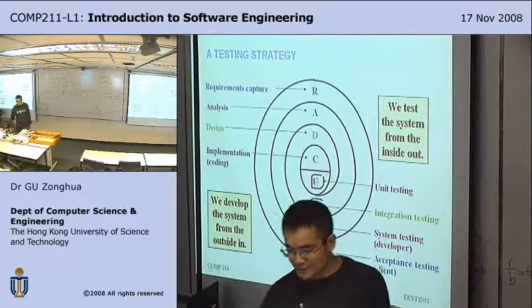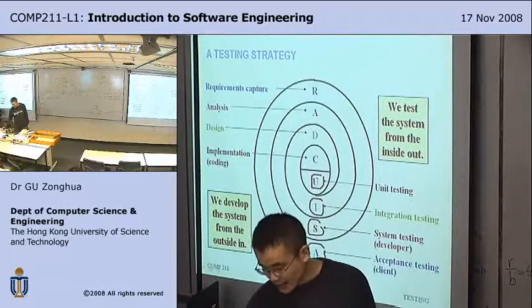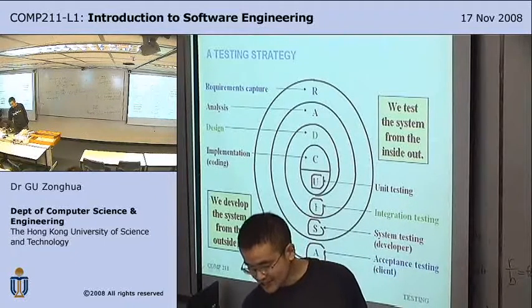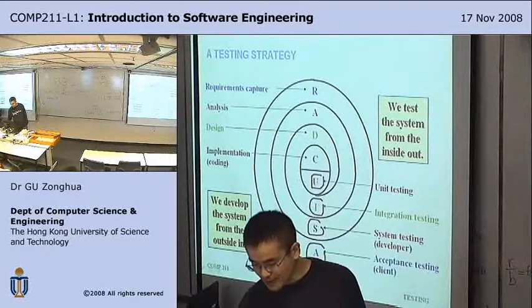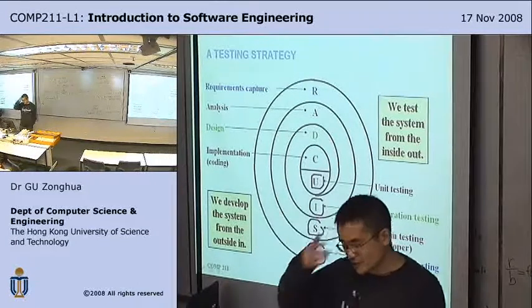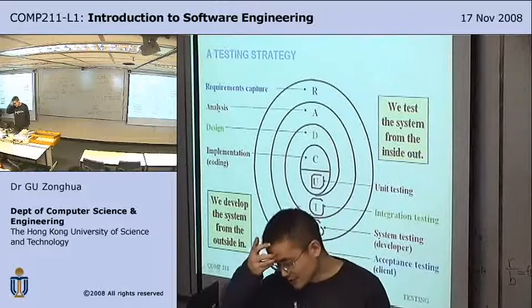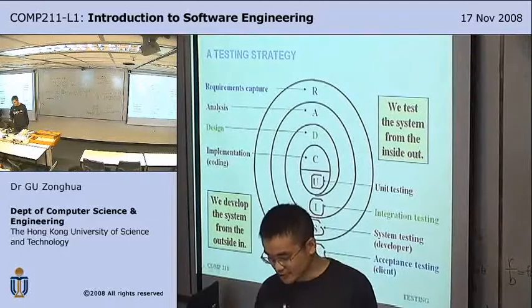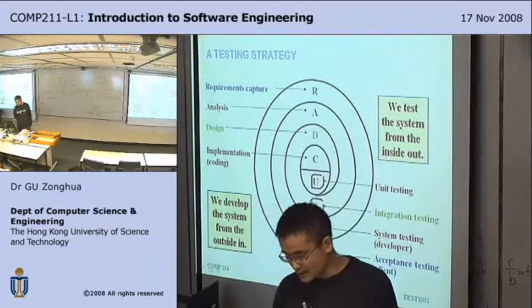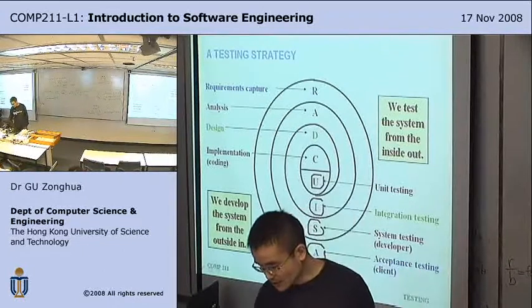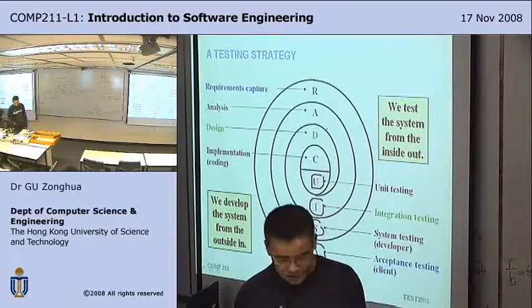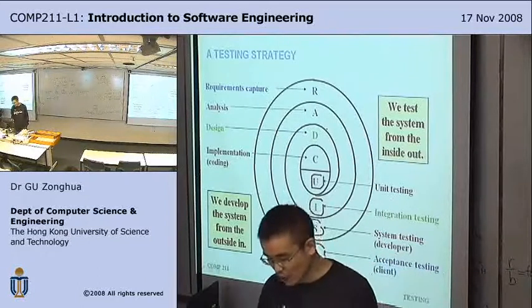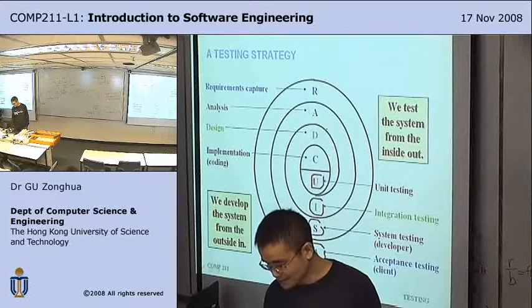Unit testing corresponds to the coding part. And roughly integration testing and system testing correspond to the design and analysis. So this correspondence is a little loose, but it's the basic idea. So you are doing testing from the most concrete, most detailed parts up to the most abstract level.